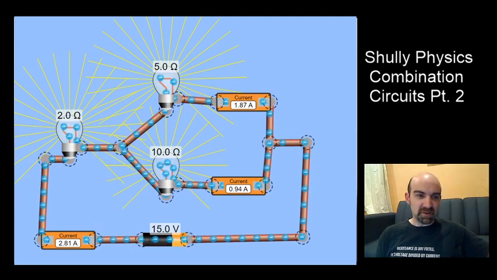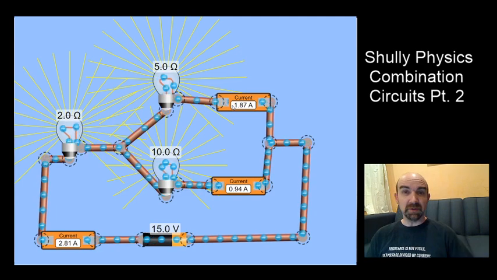Actually, it's the same circuit, 2 ohms, 5 ohms, and 10 ohms attached to a 15-volt battery in a combination. What I have added here are a couple of current meters or ammeters in the branch section. So here we see the simulation giving us some answers, but how would you determine that on your own?